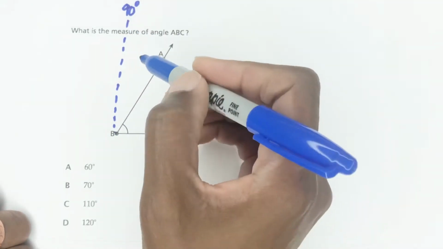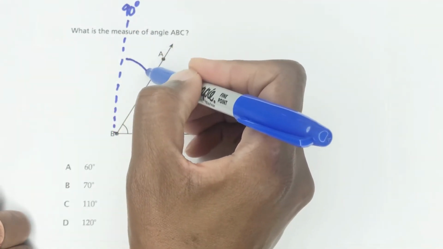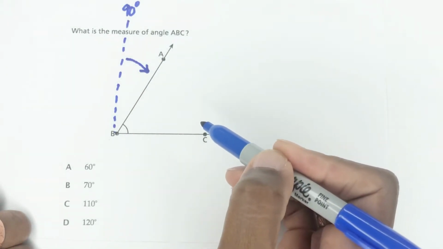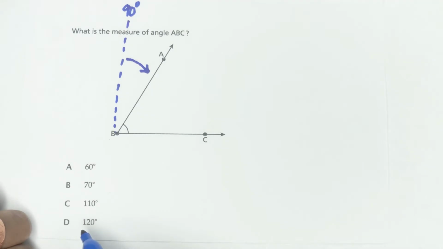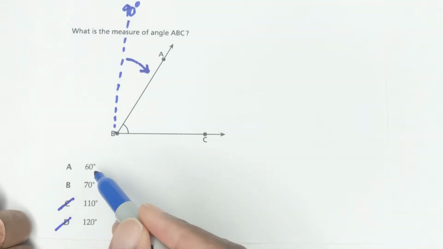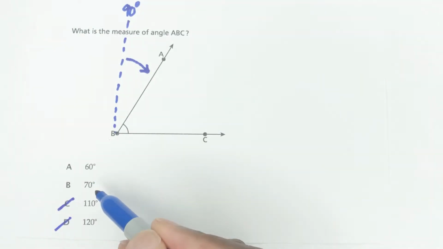So we can see that this angle is less than 90, and an angle that's less than 90 would not be D or C. So we can immediately eliminate those two. So this angle is either 60 degrees or 70 degrees.